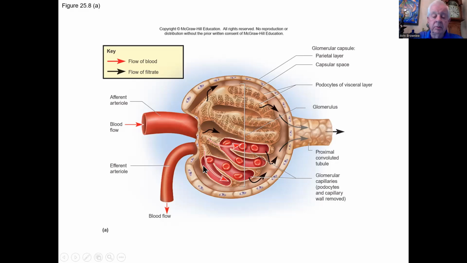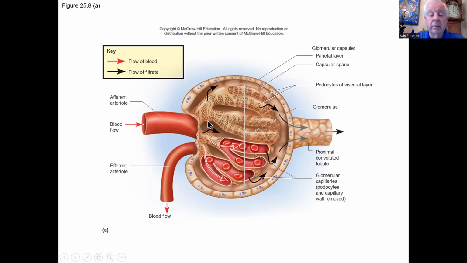Now, if we look at the capsule, this is the outer layer of the capsule, which is called the parietal layer. The cells are simple squamous epithelial cells, and they are very tightly, strongly attached to each other. So there is no permeability on this outside layer. But if we notice up here, it will reflect inward and then form a layer called the visceral layer, which encircles and encloses and covers all of the capillaries.